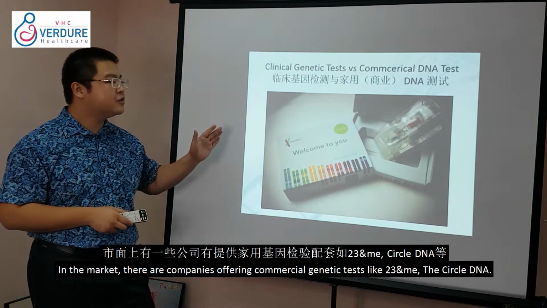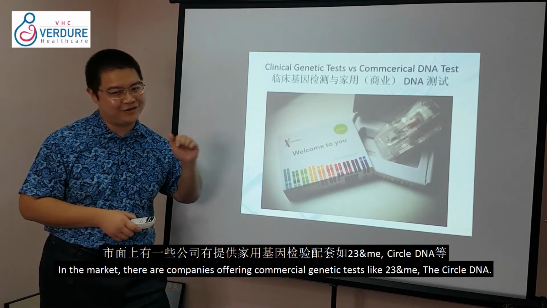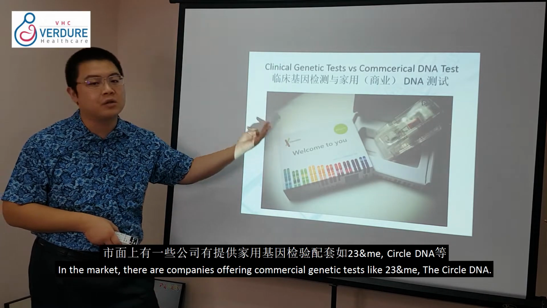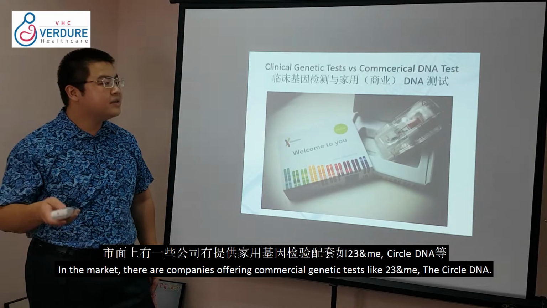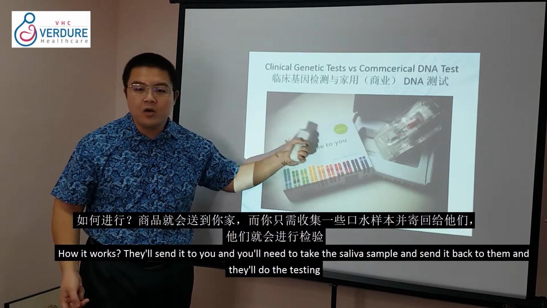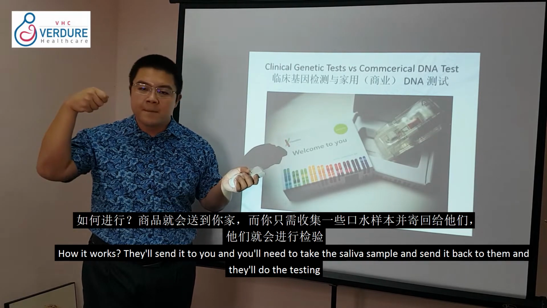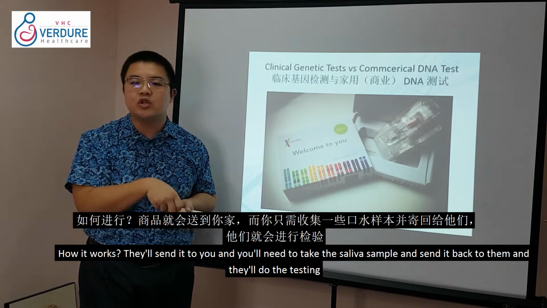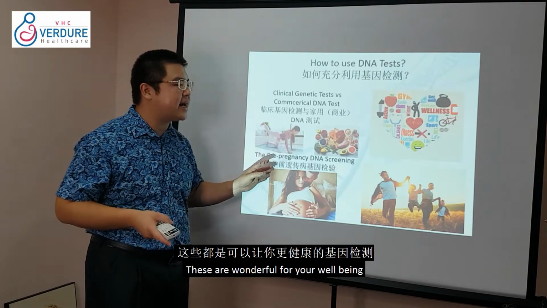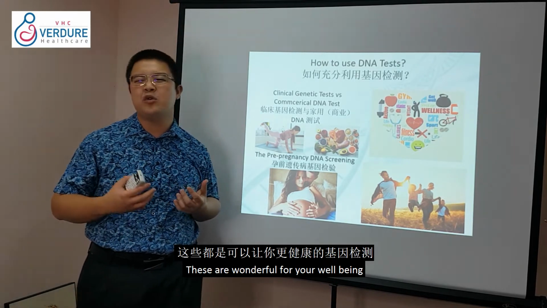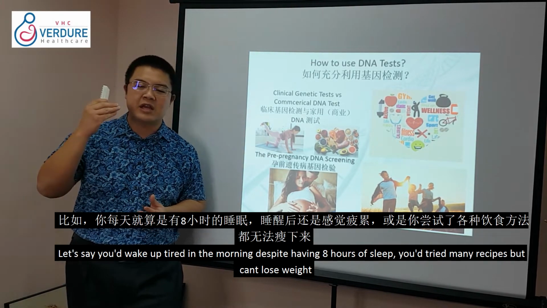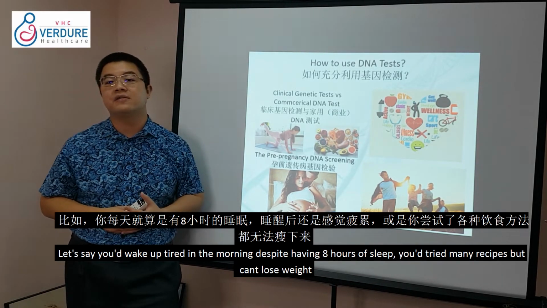Okay. All right, so just now we've touched a little bit on non-clinical genetic tests, because I've spoken to you about clinical genetic tests. In the market, there are companies like 23andMe and Circle DNA that are offering commercial DNA tests. So how do these work? If you order a test from them, they will send you a kit via courier, and all you need to do is open the package, follow the instructions, swab your saliva, put the swab stick into the test tube, send it back to the HQ, and they will do some testing. These genetic tests are wonderful for well-being, all right? So if, let's say, you wake up very tired in the morning despite sleeping 8 hours, you've been trying all sorts of recipes, but you just can't thin down, then you should get yourself one of these genetic tests.